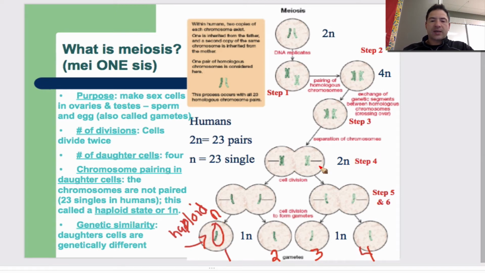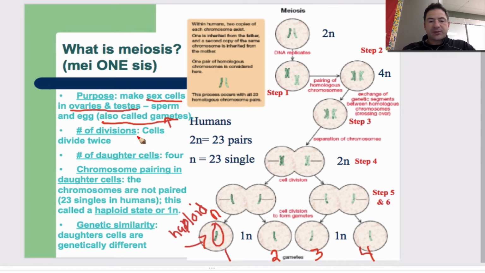Now notice that the purpose of meiosis is to make sex cells. So sex cells are going to be your ovaries and your testes. Those are going to produce sperm and eggs. And you should know that a sperm and the egg are called gametes. You see that word right here. You'll see it pop up on the diploma more often now.